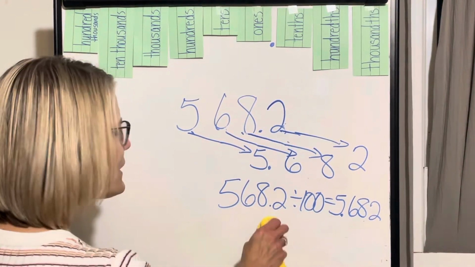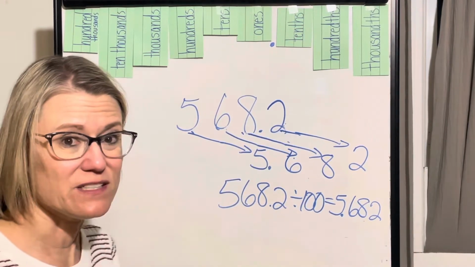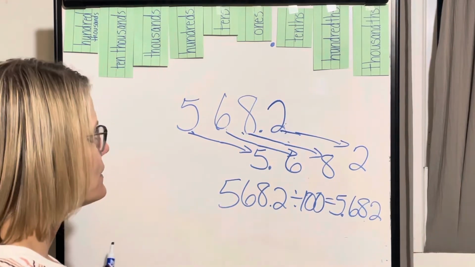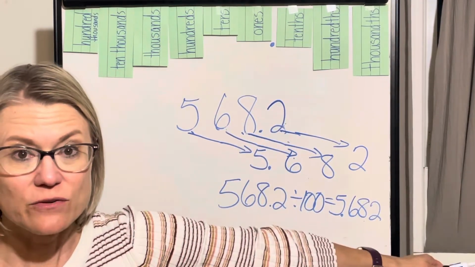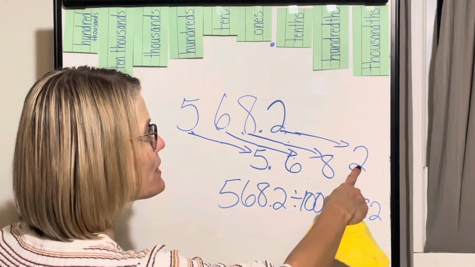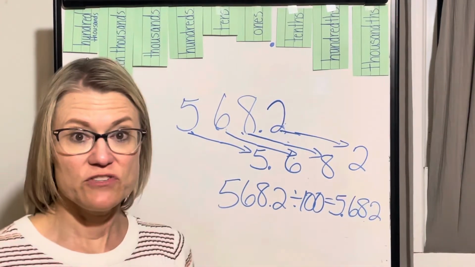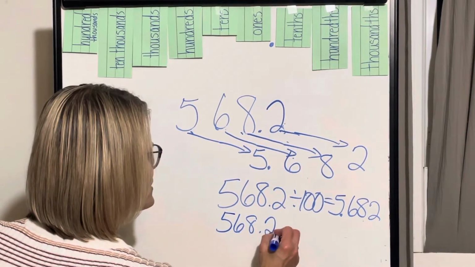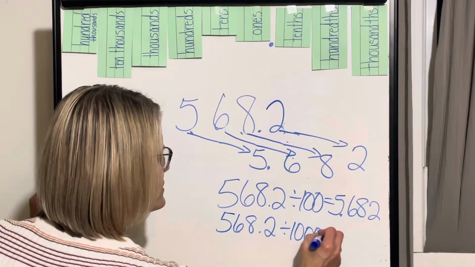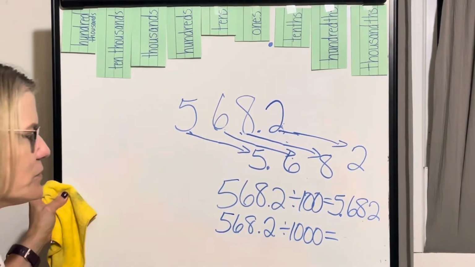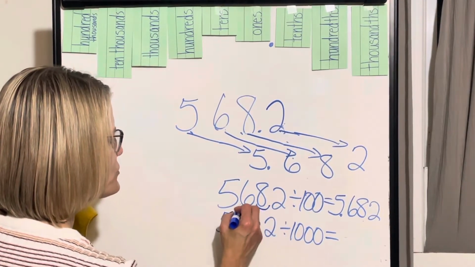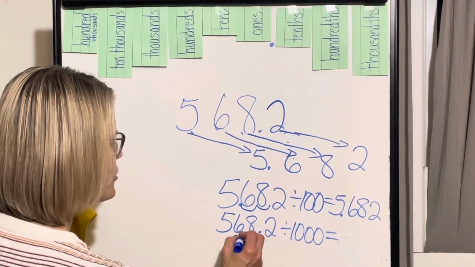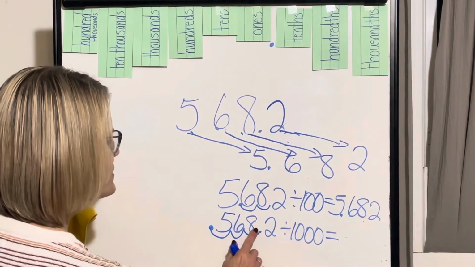Now what if I wanted to divide it by 1,000? It's going to go off my chart, right? Because the 2 would end up in the 10 thousandths place. We could do it: 568 and 2/10 divided by 1,000. Notice the decimal here moved 1, 2 places, right? Well, this time the decimal would have to shift 3 places. 1, 2, 3. So the decimal's no longer here.